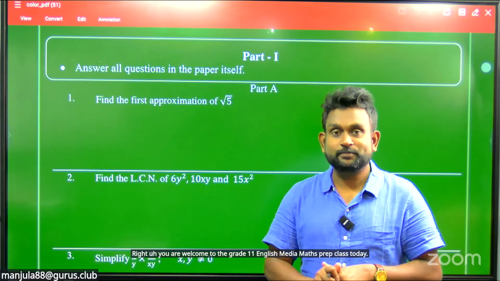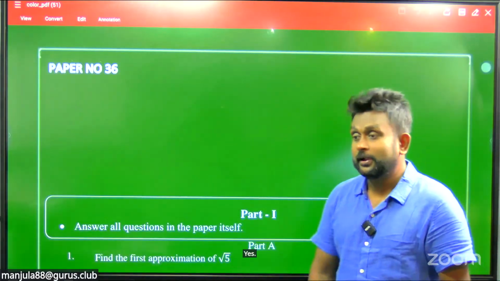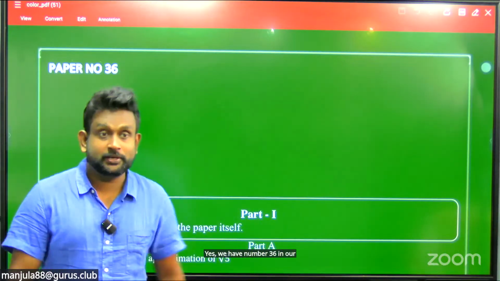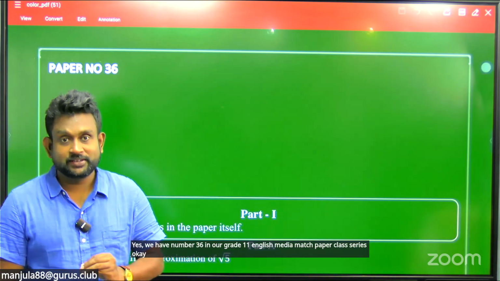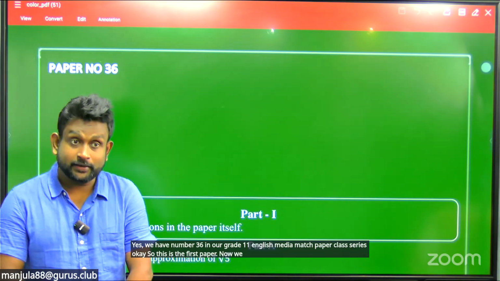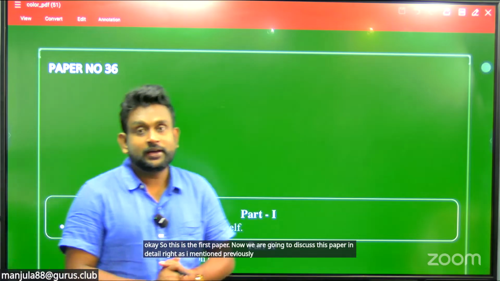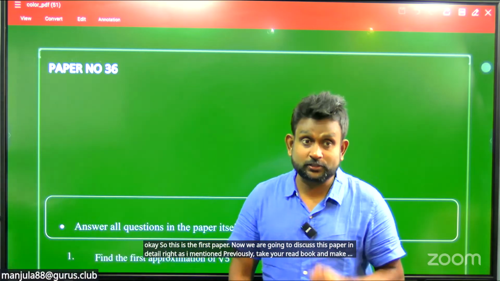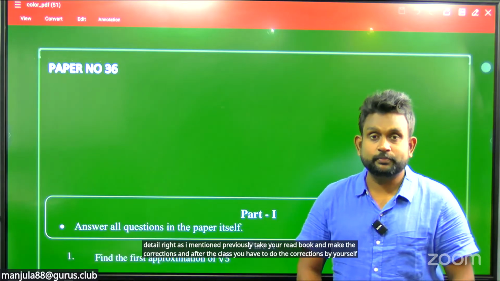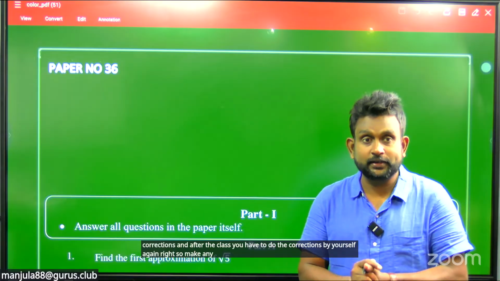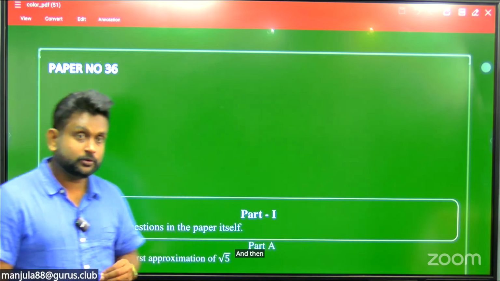So we are now at paper number 36 in our grade 11 English medium maths paper class series. This is the first paper. Now we are going to discuss this paper in detail. As I mentioned previously, take your red book and make the corrections, and after the class you have to do the corrections by yourself again. So make any notes that you need within the question, and then we will see your progress on each question.